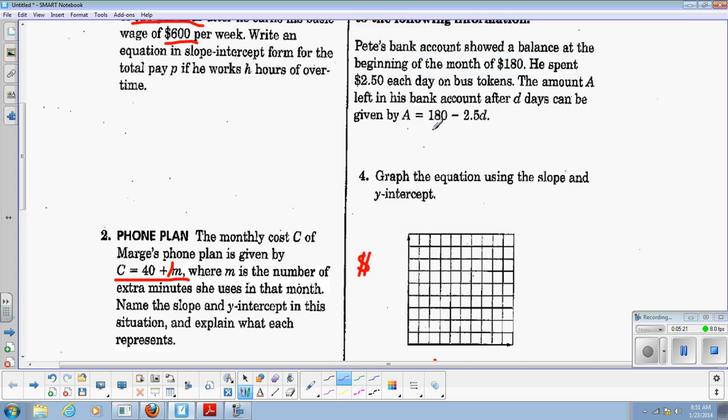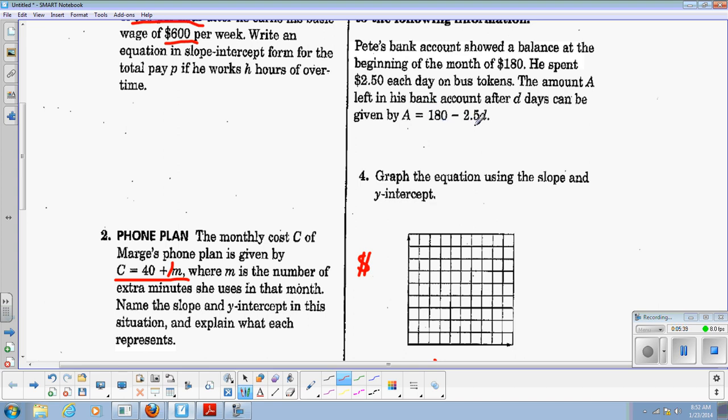Now, which of these is y-intercept? Which of these is slope? I gave you a hint a little while back in the video as to which one is the y-intercept and which one is slope. This is a minus sign. So when you graph the line here, your line's going to go down. You should be going down. So that would give you a hint as to where to write 180.